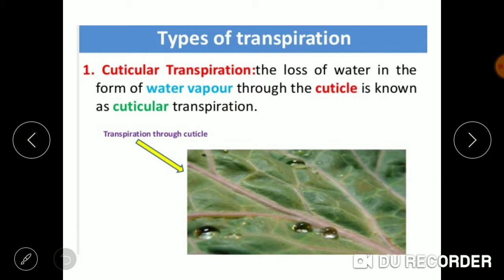Cuticle is a waxy layer secreted by epidermis. It is present on the stem as well as on the leaf surface. It is that layer which helps in the loss of water in the form of water vapor. Around 3 to 10% of the transpiration occurs through cuticle.